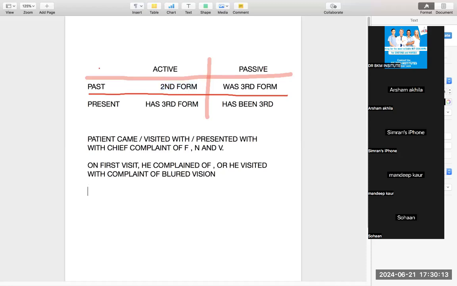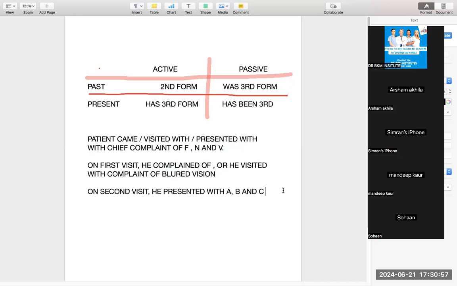Even if there are 3 past visits, you will say on second visit, he suffered from, he complained of, or on second visit he again had the same complaint. Or otherwise, if you have used he visited, you can say on second visit he presented with A, B, and C other symptoms. What I want to teach you at this moment is how to use the second form.